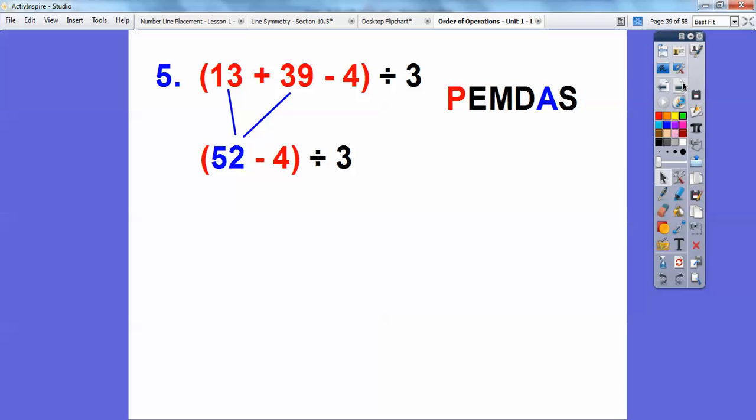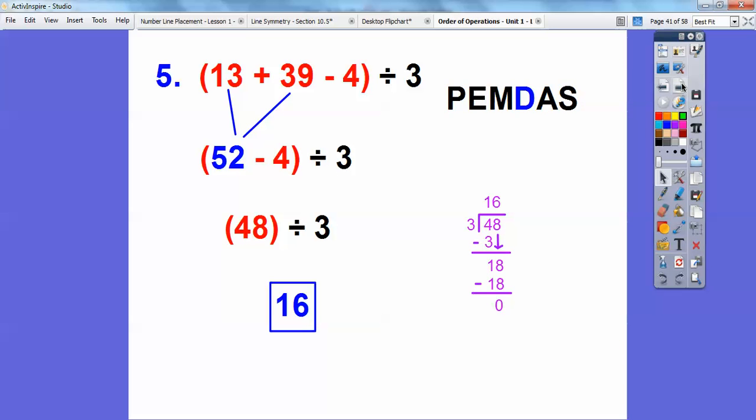Now I can do 52 minus 4 is 48, and then 48 divided by 3. I think I'll use long division. So 3 goes into 4 once, and I get 3. Then I subtract and get this 1, and then I slide the 8 down, so it's 18. So 3 goes into 18 6 times, and you get 16. Okay, this is 16 right up there.